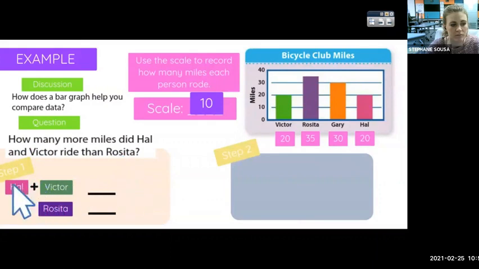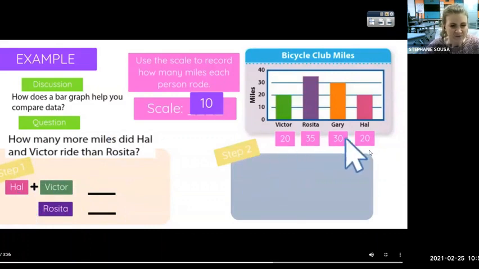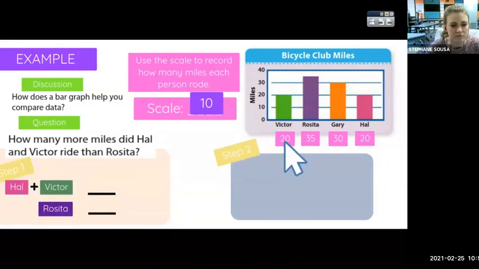So my first step, I'm going to gather all of my information in one place. Hal and Victor, and then Rosita. Hal rode 20. Victor also rode 20. 20 plus 20 is 40. Rosita is by herself, and she rode 35 miles.